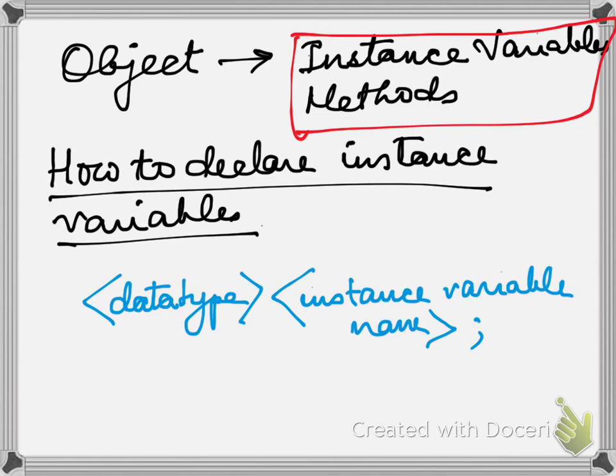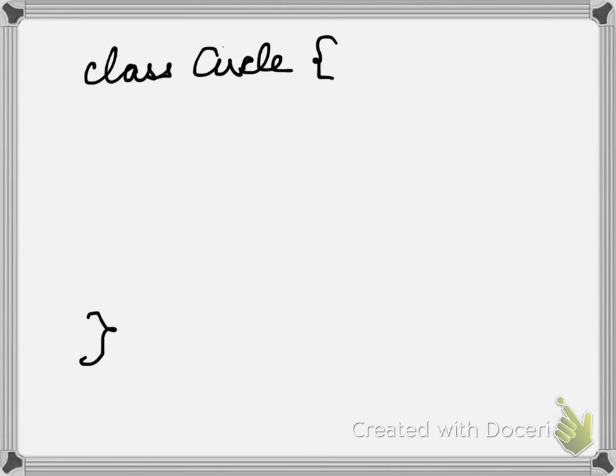So if I want an integer type variable, int is the data type, and the name of the variable is, say, radius, then we can declare it in this manner: int radius. So radius becomes an instance variable. But now I have to associate it with a class. So the circle class that we had created earlier, we have to declare it within these two bounds of the circle class. So I will write it here, int radius. All right, so now radius becomes a data member or an instance variable of the class circle.